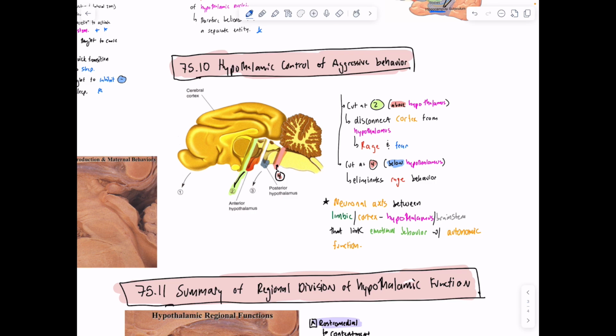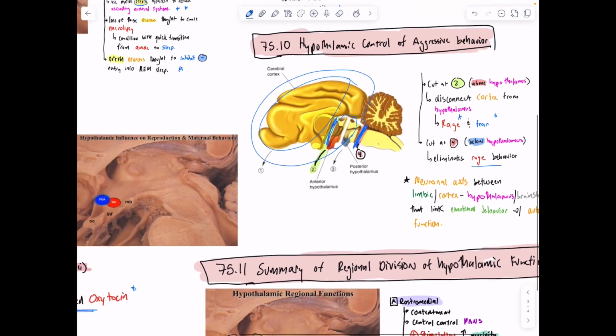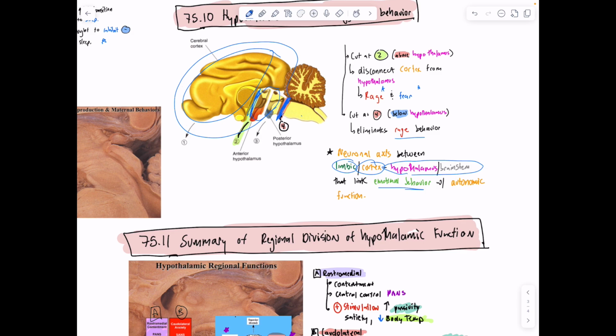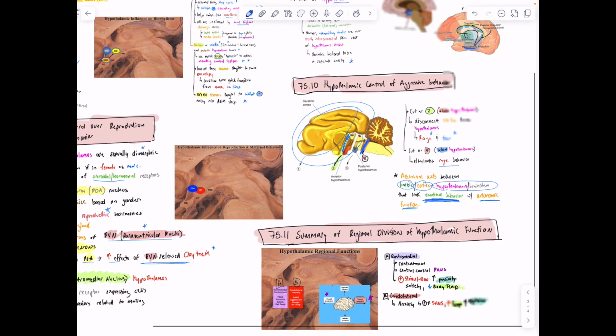All right, finally, control of aggressive behavior. We had this study on mice where they severed the cerebral cortex from the hypothalamus, and they found that this stimulated rage and fear in mice, so poor mice. But if you cut below the hypothalamus, so severed this region from the brainstem, you eliminated the rage behavior. So basically this was meant to show that there's some sort of connection between the limbic system with our fear and rage, the cerebral cortex, and then the hypothalamus and brainstem. So a link between emotional behavior, right, rage and fear, as well as autonomic function, fight or flight.